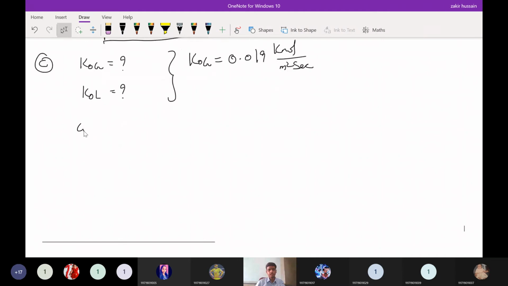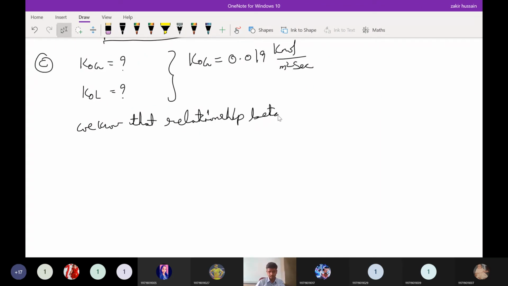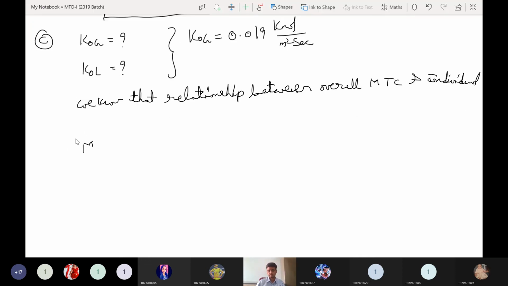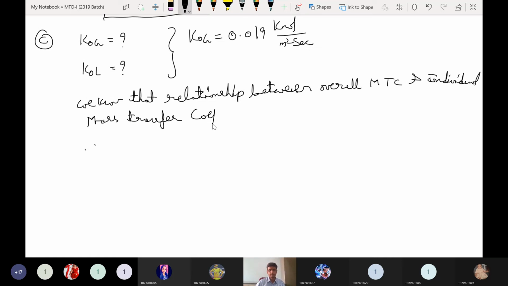We know the relationship between the overall mass transfer coefficient and the individual mass transfer coefficients: 1 by KOG is equal to 1 by kg plus H by kl. We know this one. Now all the data is there.